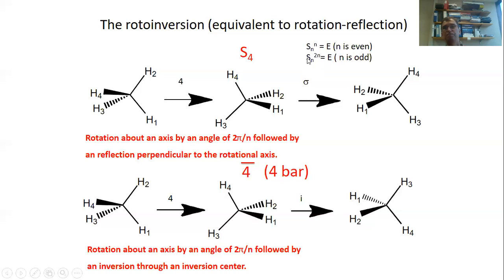Now the thing is that an S4 to the power of 1 operation, meaning rotating and reflecting only one time, is equal to carrying out 3 times the roto inversion and vice versa. So that means carrying out the rotation inversion only one time is equal to carrying out the rotation reflection 3 times. And that shows that to each rotation reflection, there is actually an identical rotation inversion and vice versa. And that means that roto inversion and rotation reflection are actually equivalent. They are doing effectively the same thing, and we can use either of these.